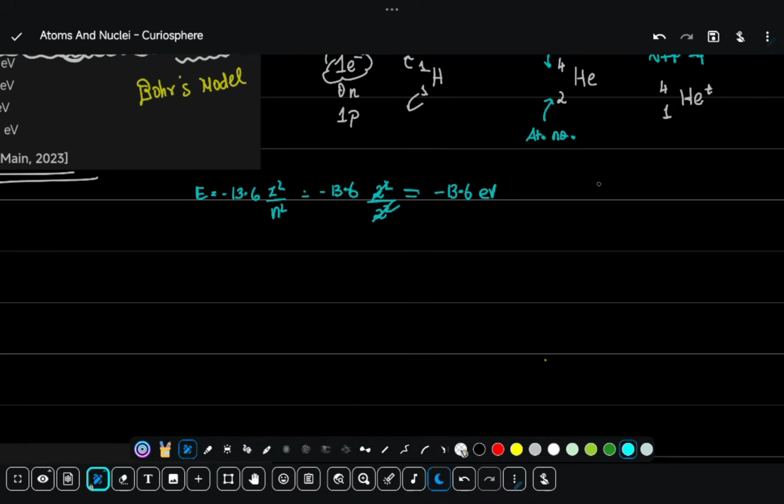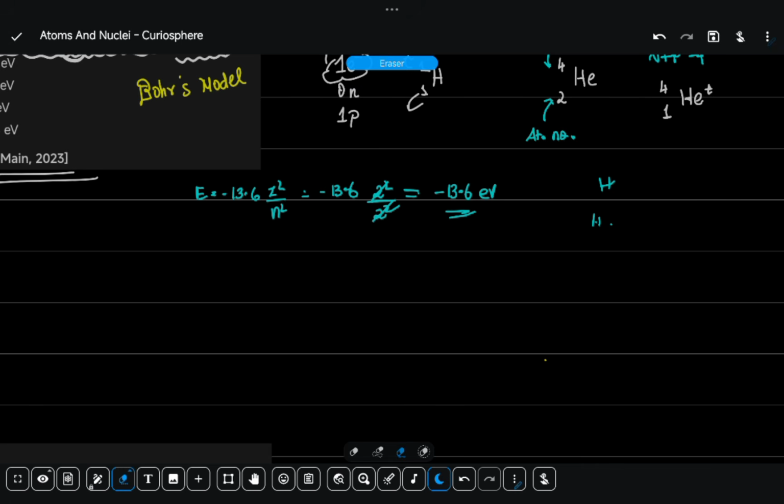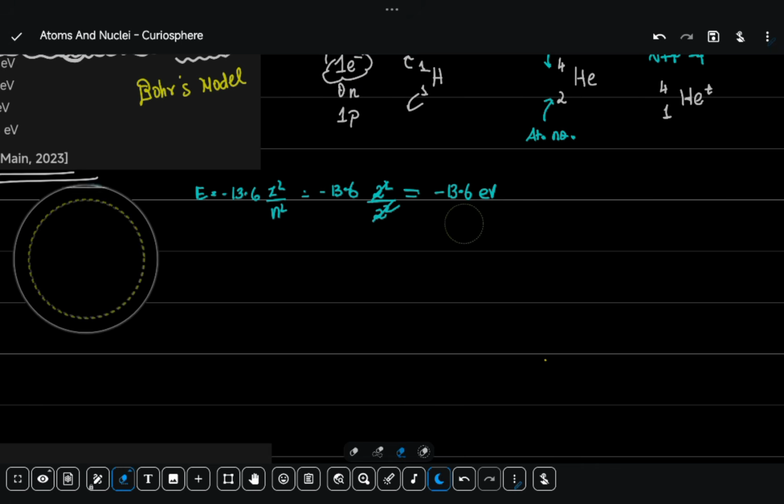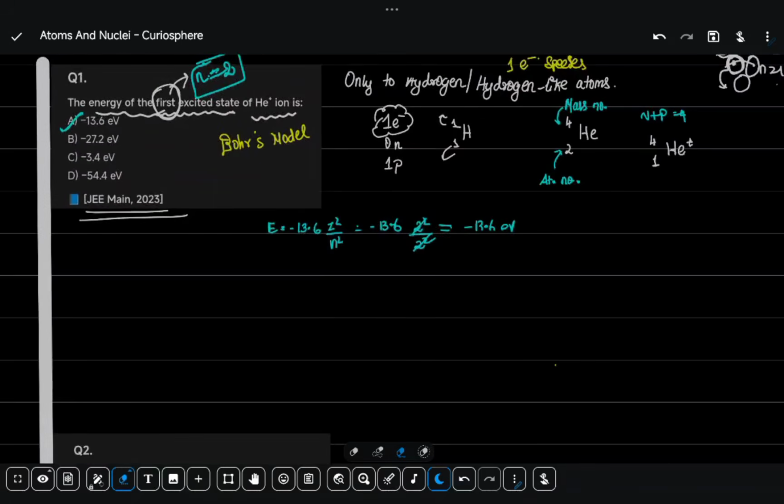And if you notice, hydrogen's first orbit energy and the helium ion's second orbit, the first excited state energy, is the same. Can you interpret anything from this? If so, you can reach out to me and say it.